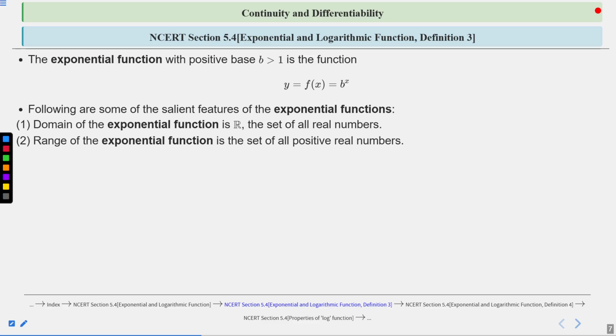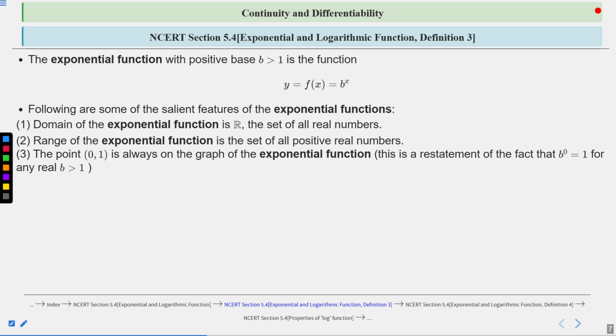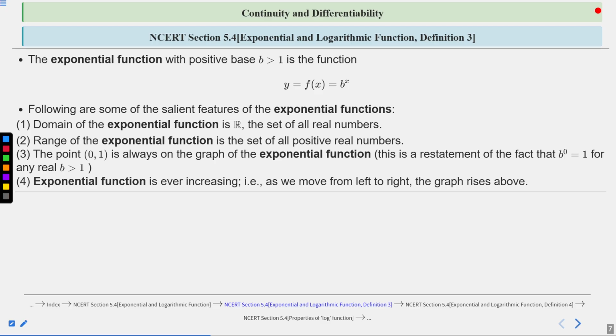The point (0, 1) is always on the graph of the exponential function. This is the restatement of the fact that b to the power 0 is equal to 1, for any real b greater than 1. Next, the exponential function is ever increasing. That is, as we move from left to right, the graph rises above.